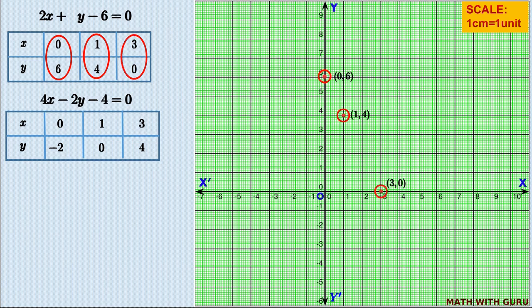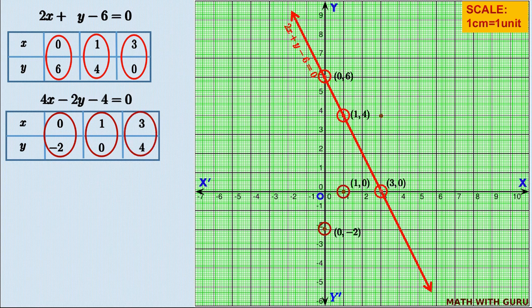The 3 points are collinear. Join them with a line. This is the graph of 2x plus y minus 6 equals 0. Now, mark 0, minus 2. It again lies on the y-axis. 1, 0. This is on the x-axis. 3, 4. Here it is. Join them with a line.